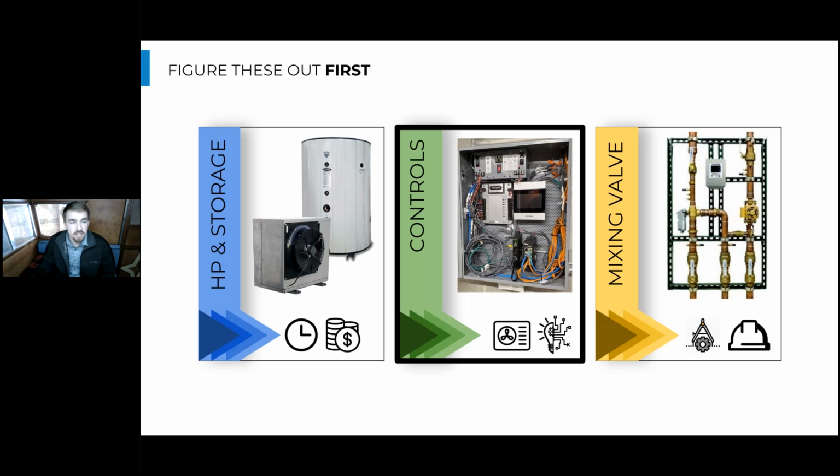So after we've considered the heat pump and the storage, the next thing we want to look into are the controls options. And these are heavily driven by the heat pump and the storage tank based off connections and control locations and overall piping configuration. So it's really important to keep the heat pump and storage and how that's plumbed in mind while you pick out the controls.